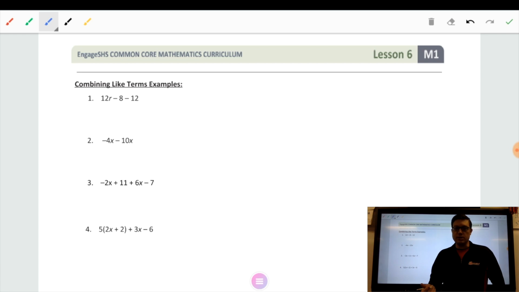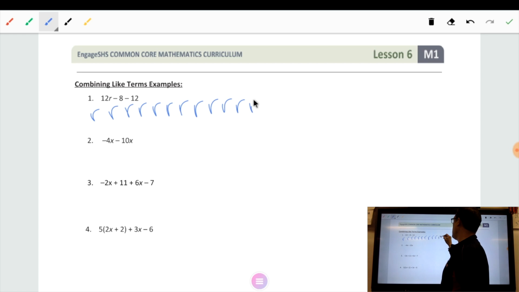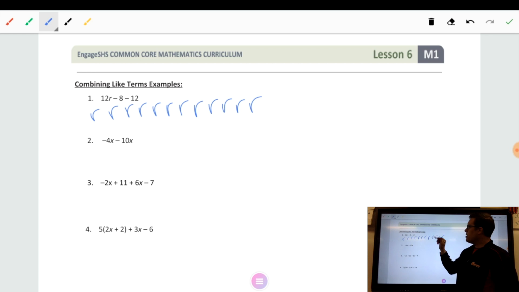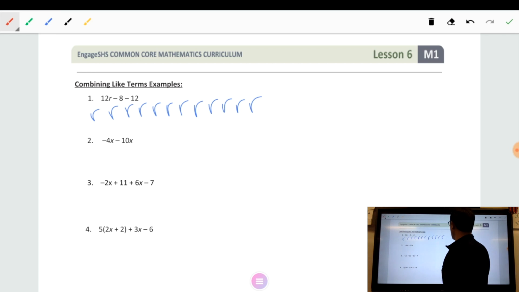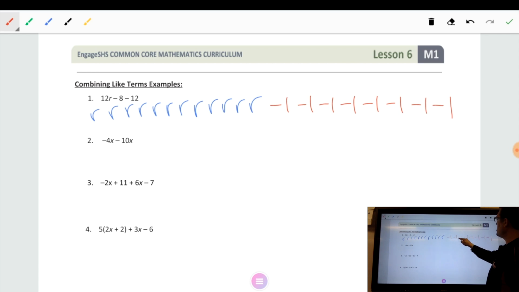One of the ways to think about this is to break down the idea of what it means to have 12r. 12r literally means that there's 12 r values, and they're all being added together. The other thing is that this minus 8 is like minus 1, minus 1, minus 1, and so on, eight times.